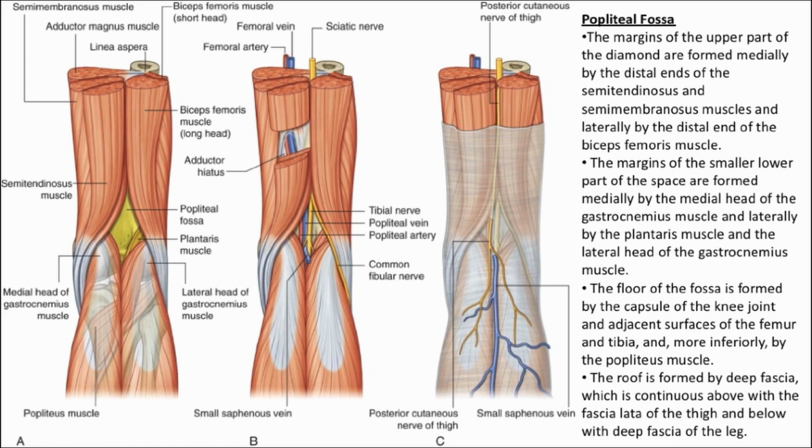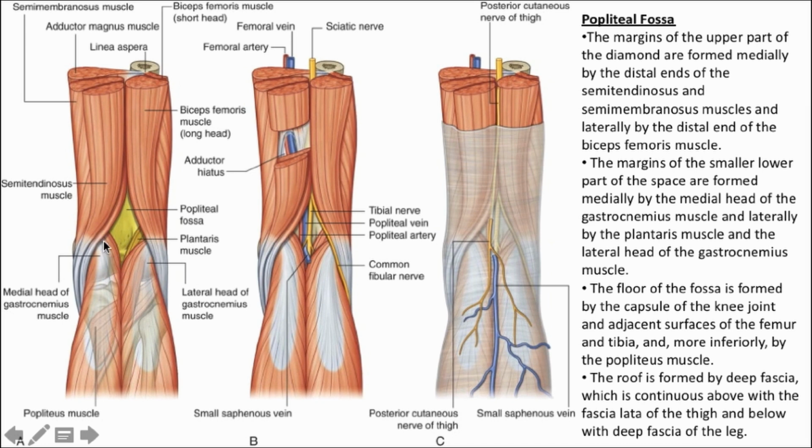All right, like I said before, I told you we were going to talk about the popliteal fossa, and here we are. I want to talk about it a little bit. The popliteal fossa is this diamond-shaped fossa behind the knee. We talk about the margins, and we want to talk about the upper margins first. It's a diamond, so it has two upper margins, and they're formed medially by the distal ends of semitendinosus and semimembranosus, and laterally by biceps femoris.